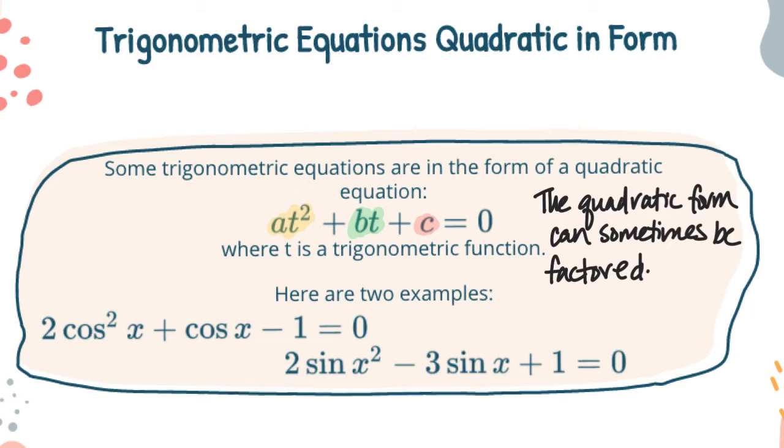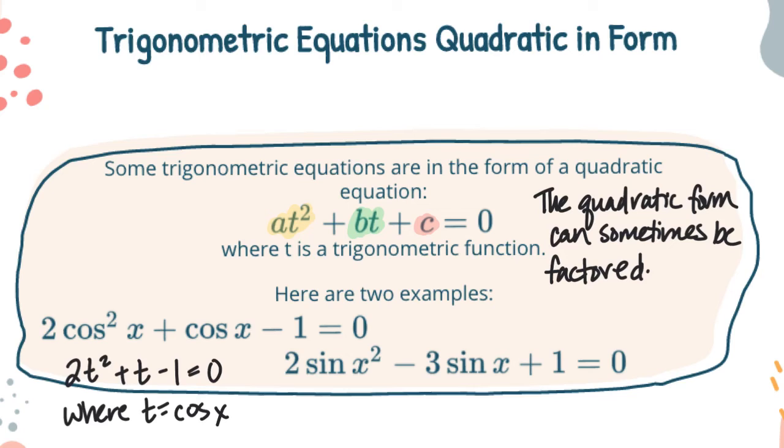So notice this first example, 2 cosine squared x plus cosine x minus 1 equals 0. We can think of the form of this equation as 2t squared plus t minus 1 equals 0, where t equals cosine x.